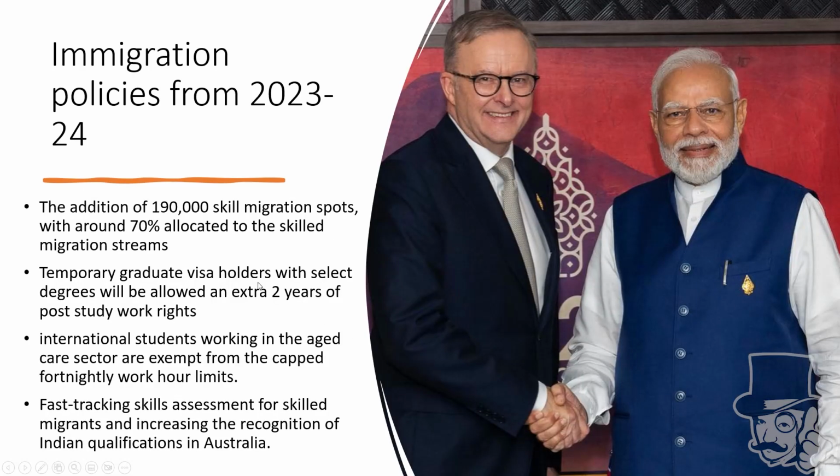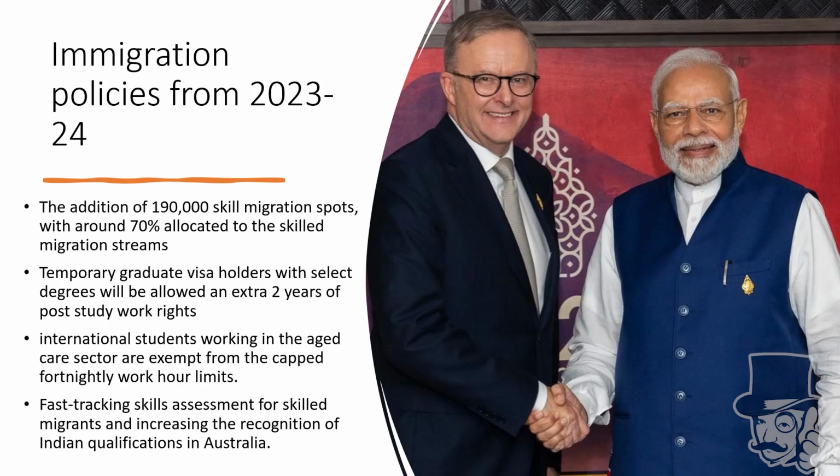So yeah, interesting, huh? Some immigration policies that we've done in 23-24: we got 190,000 new skilled migrants, with around 70% allocated to the skilled migration streams. We got temporary graduate holders with select degrees being allowed to stay an extra 2 years post-study. We also got international students working in the aged care sector being exempt from the caps on foreign work.